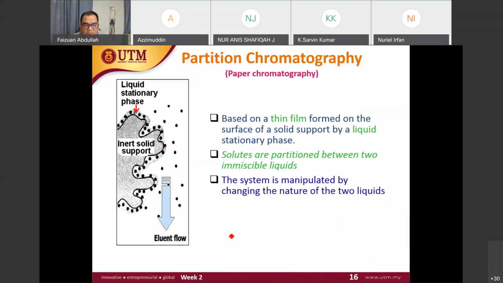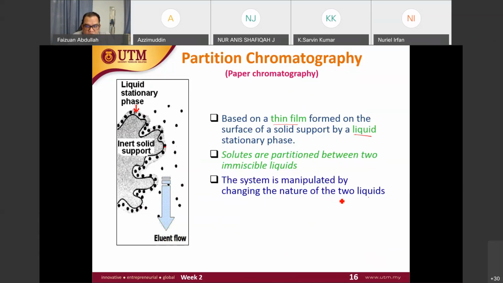So partition chromatography or paper chromatography, how does it work? It is based on a thin film formed on the surface of a solid support by a liquid stationary phase. Remember, we also have a liquid stationary phase. Solids are partitioned between two immiscible liquids, and then the system is manipulated by changing the nature of the two liquids.